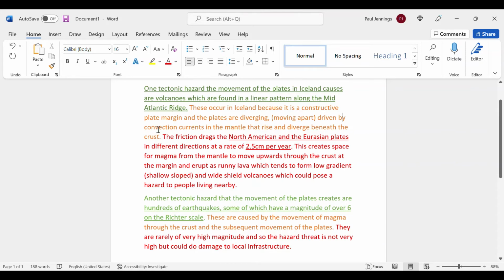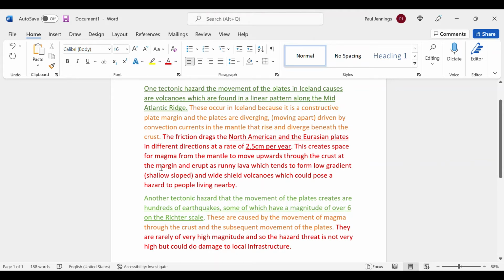Then I think, right, let me really show off, tell them everything I know. The friction drags the North American and the Eurasian plates in different directions at a rate of 2.5 centimeters a year. I've underlined these bits because they're directly from figure 2. Once again, fulfilling my command to use figure 2.